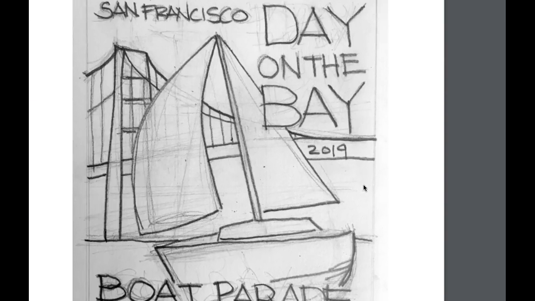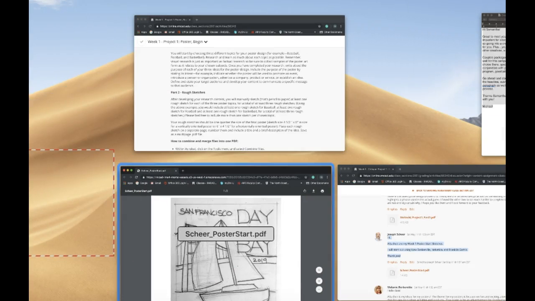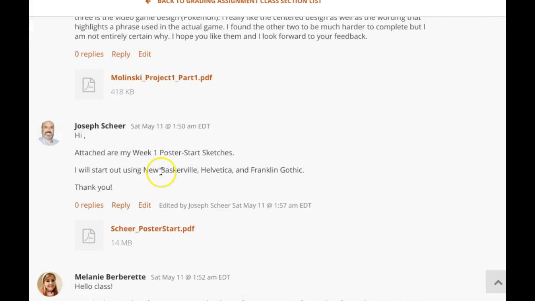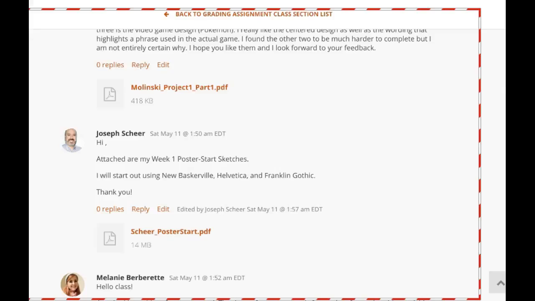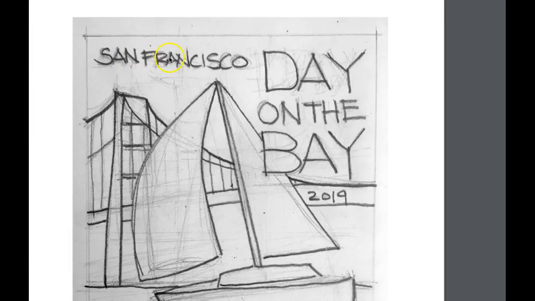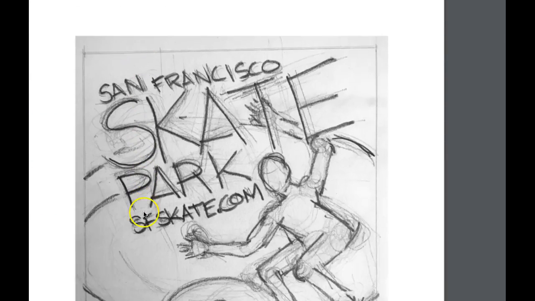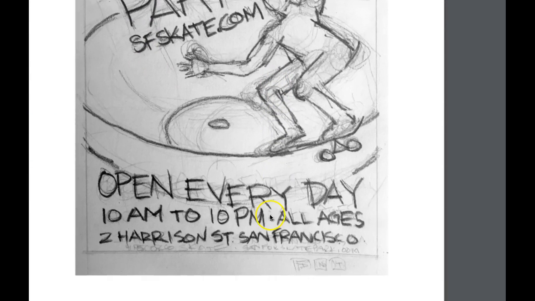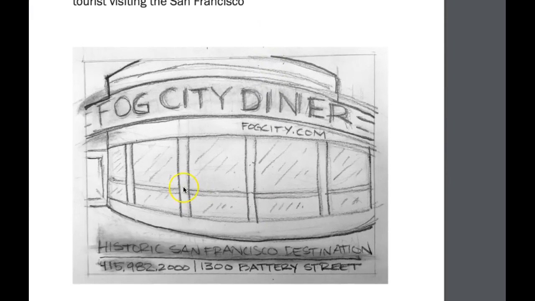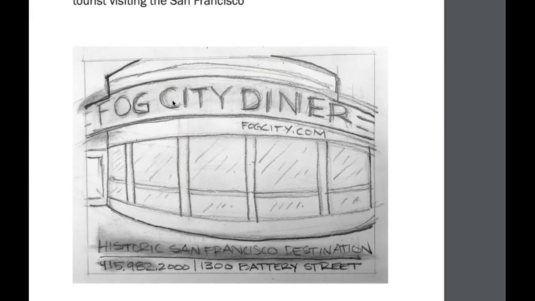Now, the one thing that you did mention in your submission is that you plan on using Baskerville, Helvetica, and Franklin Gothic. However, I'm not seeing those depicted. I'm seeing all sans serif here, so I'm not seeing that Baskerville that you spoke of. A lot of times when you sketch, it's a really good idea, if you're going to use Baskerville, to include serifs so that we know that's the area where you're going to include Baskerville.